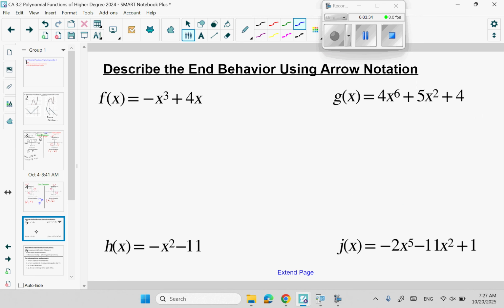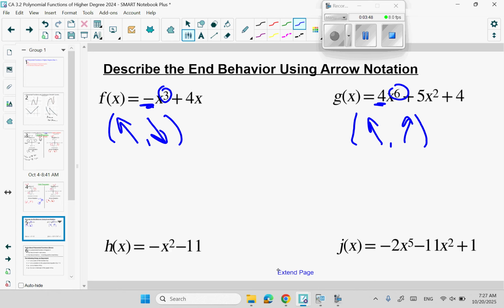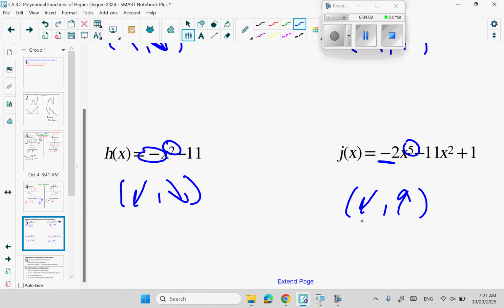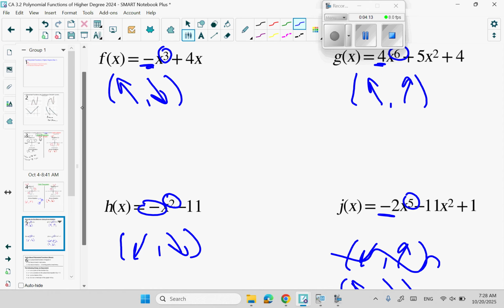Okay, describe end behavior. I have a negative and I have an odd, so I'm going to get up, down. I have a positive and an even, so I'm going to get up, up. I have a negative and an even, so I'm going to get down, down. I have a negative and an odd, so I'm going to get down, up. Or, sorry, up, down. Going too fast, I apologize there. Nice thing is, at the end of the day, you could always type in your calculator and graph it.